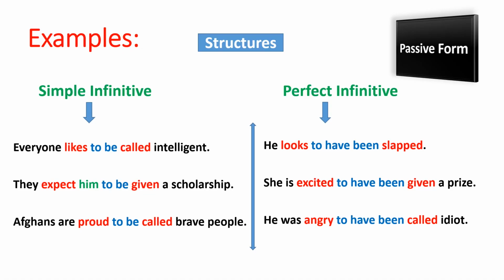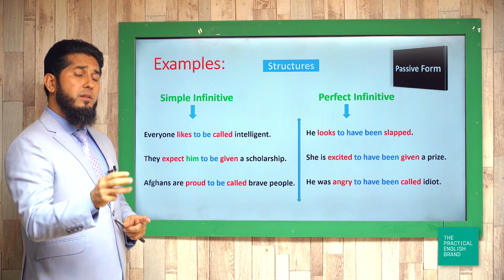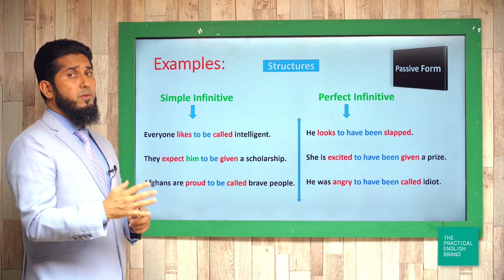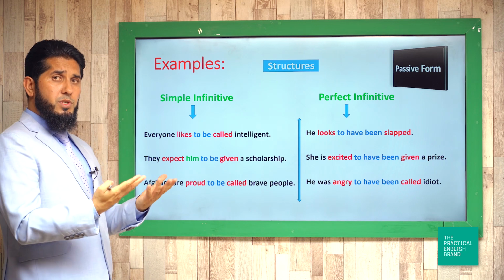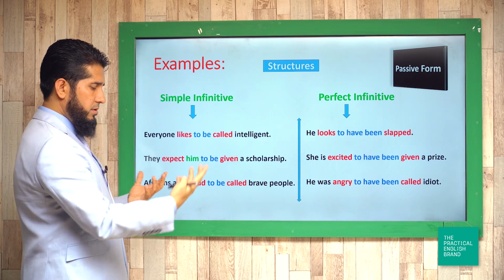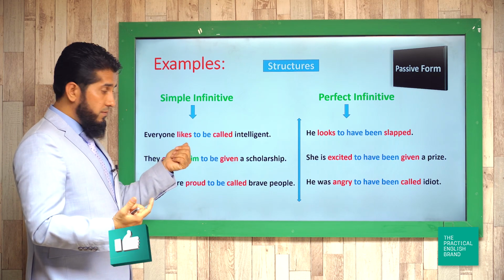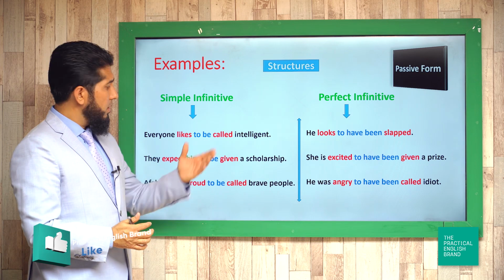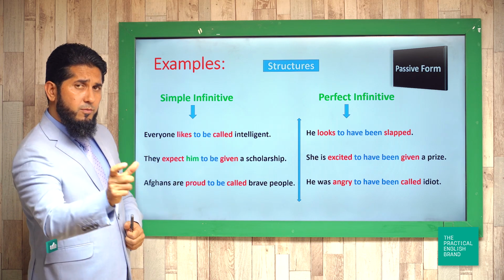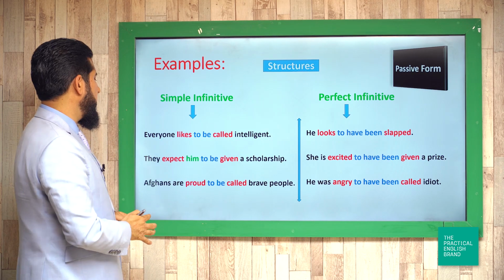But over there, he looks to have been slapped. The infinitive verb look is followed by to have been. These three verbs are used as helping verb and then past participle. So that is the most important difference between these two forms. Once again, like is followed by to be as helping verbs and then past participle, and there look is followed by to have been and then past participle. And the same thing with the other examples.